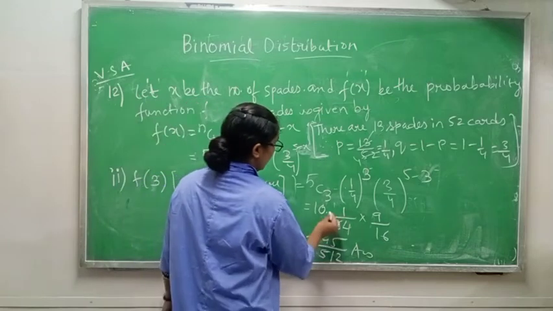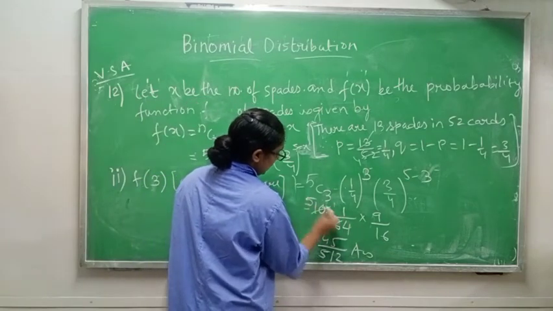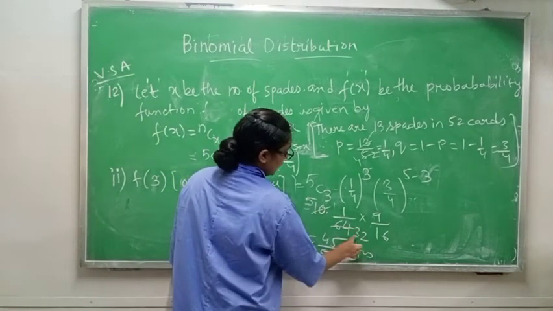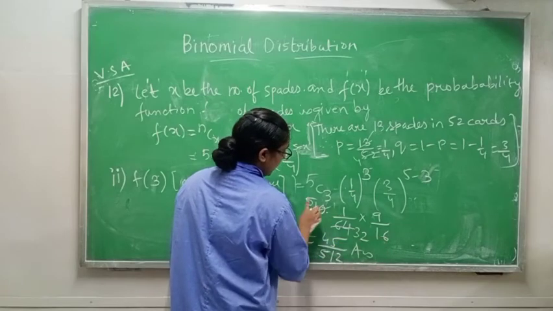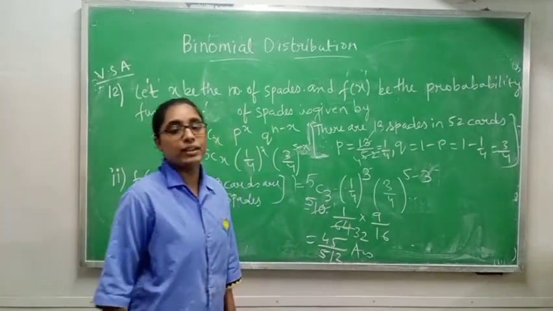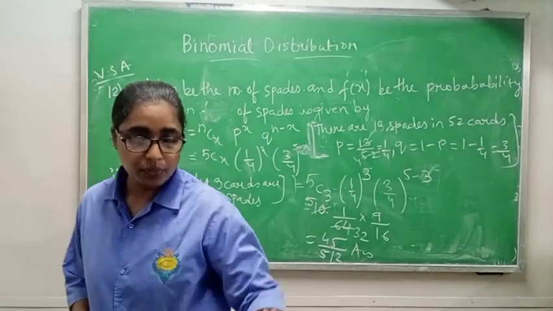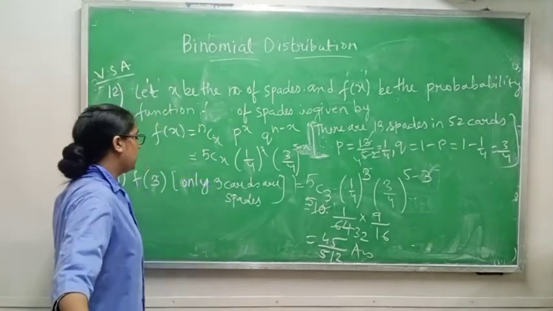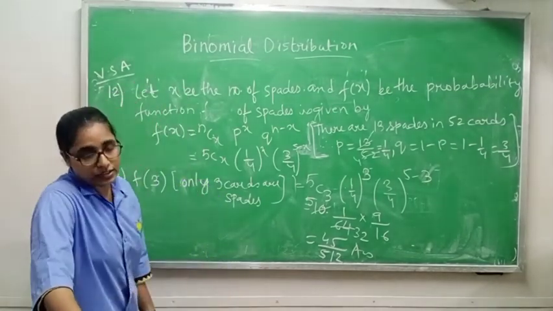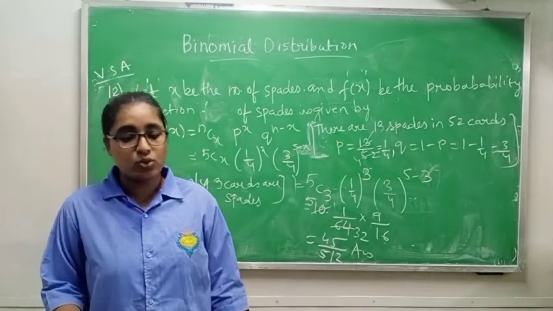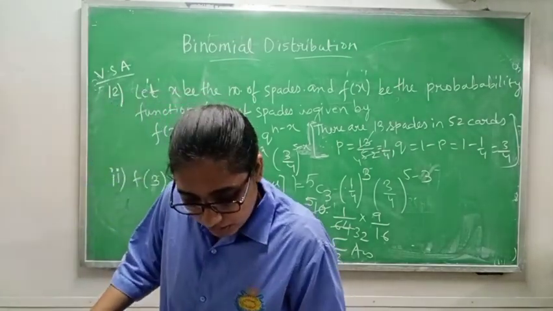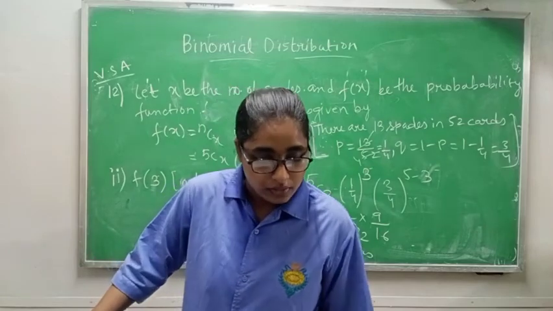Means using 2's table you can cut: 2 5s are 10, 2 3s are 6, 2 2s are 4, 32 into 16, 512, 5 9s are 45. Okay, so you are getting 45 by 512 when only 3 cards are spades. Now the third part is there is no spade. What they are asking? None is a spade.